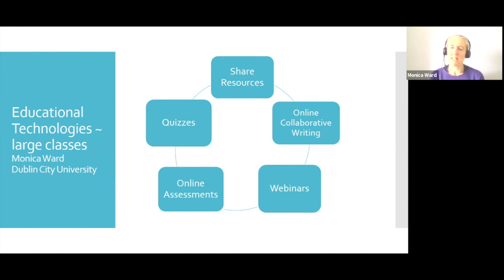The second one is online collaborative writing, and this is where students can use shared documents and work on projects together, so they can track changes, they can put in comments and whatever. And it's an emerging skill set that students really need to have.